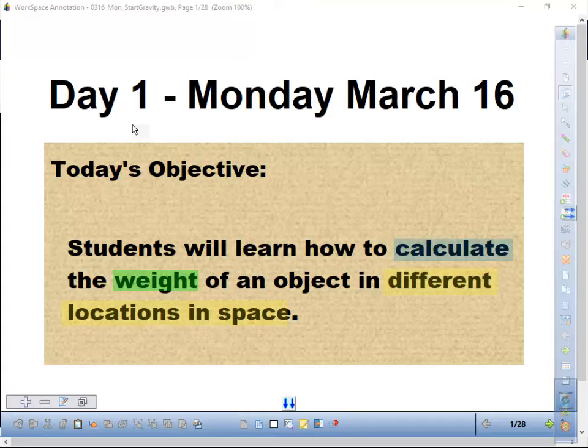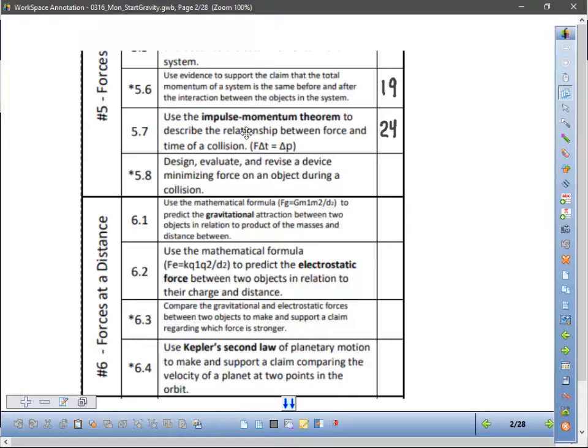So today, day one, our objective: you are going to learn how to calculate the weight of an object in different locations in space. So here's our table of contents. We finished Unit 5. We are now starting Unit 6, Forces at a Distance, and today's learning objective right here, learning target 6.1, is the learning target we're starting today.